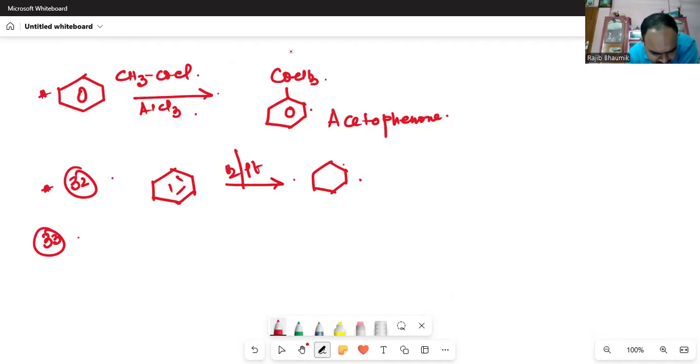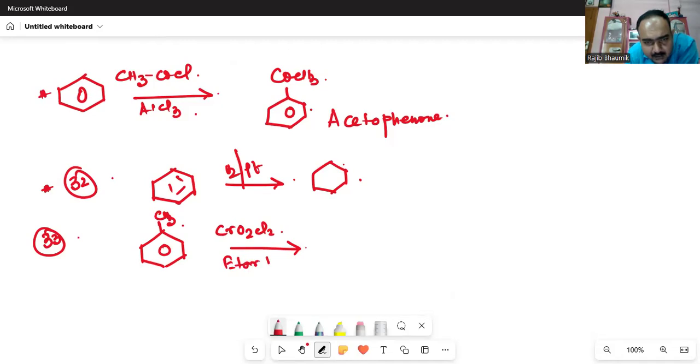33. Toluene is oxidized with chromyl chloride, very important. Chromyl chloride is a very strong oxidizing agent. You should remember this one. Chromyl chloride, CrO2Cl2. This is known as the Etard reaction. You should remember the name of the reaction. There is the chart that I have given, the roadmap. The roadmap contains the Etard reaction. This will produce benzaldehyde as product, CHO.